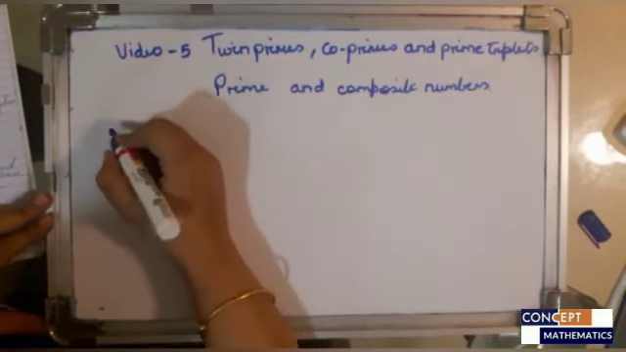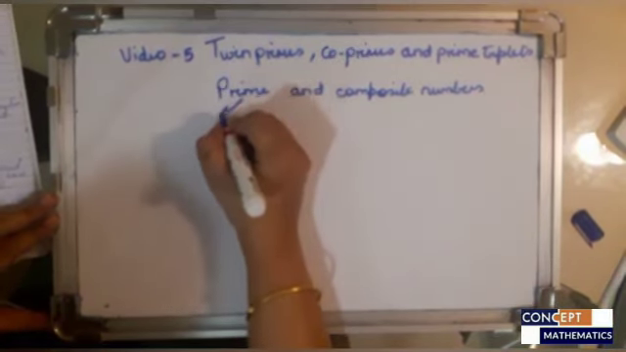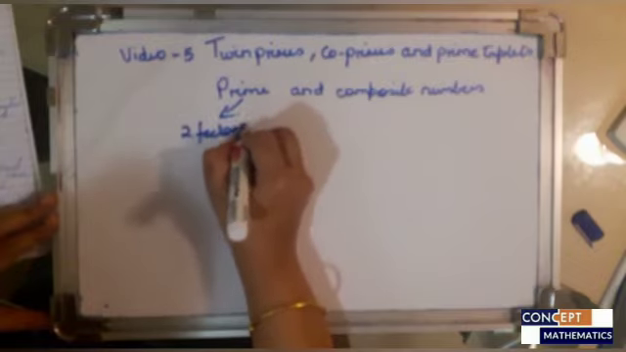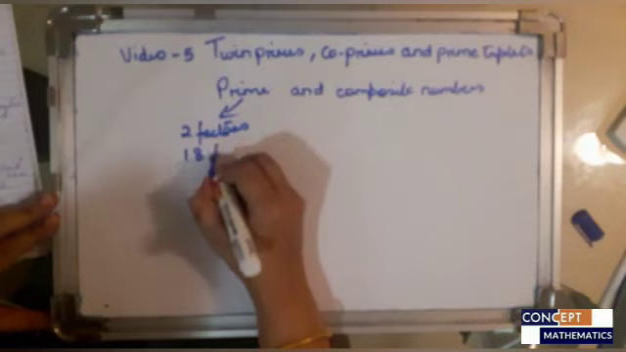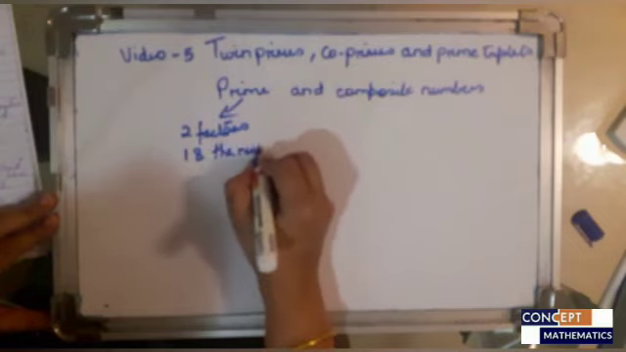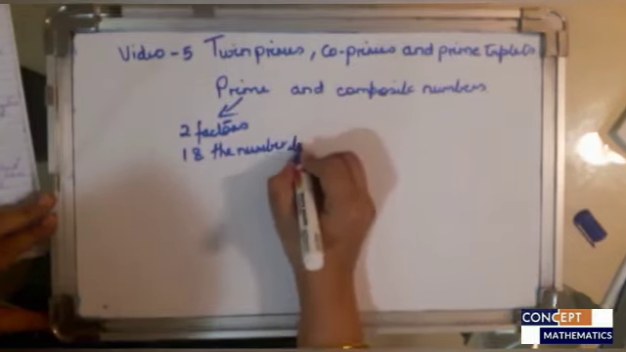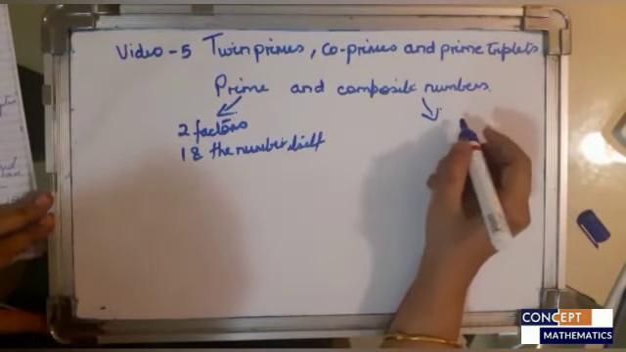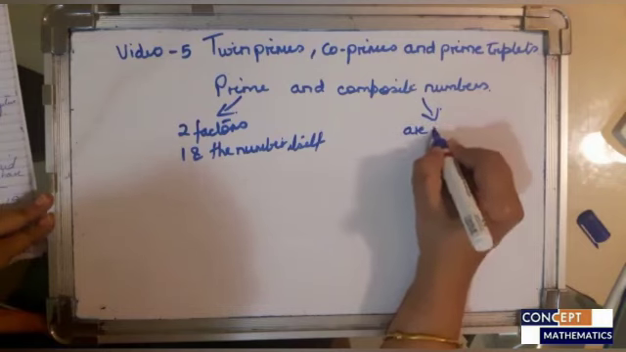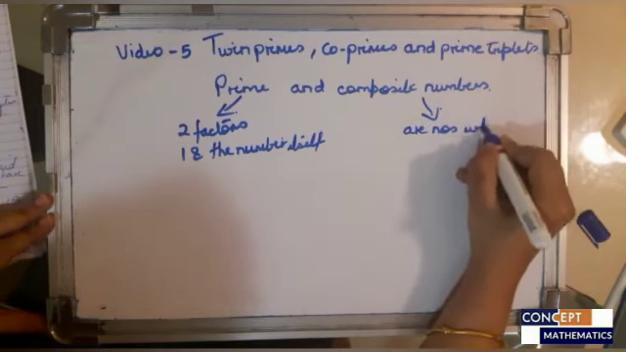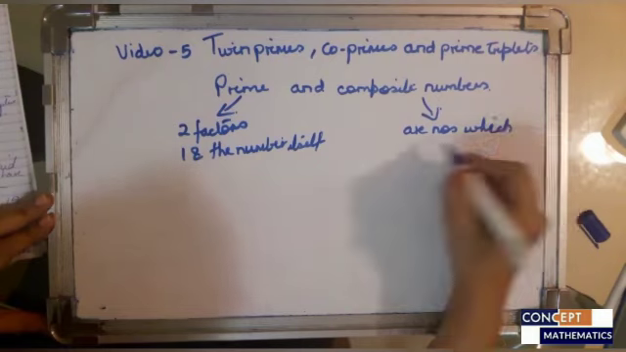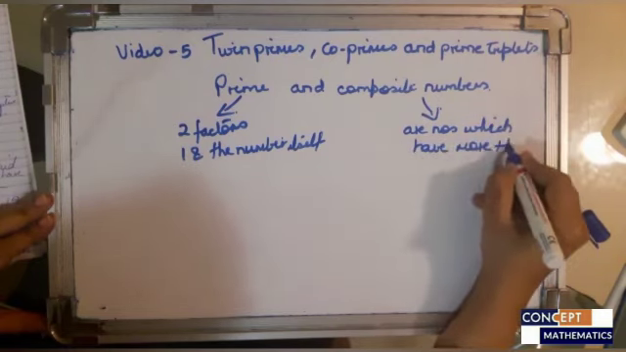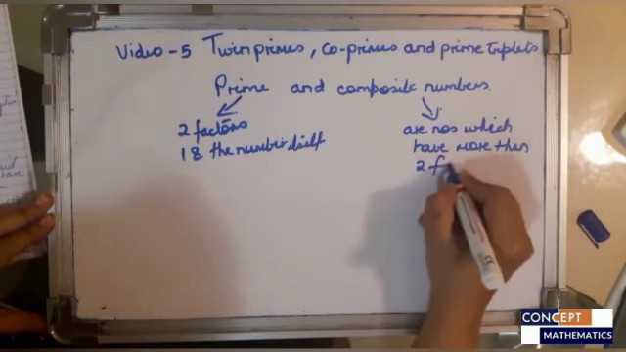Just a quick brush up on what prime and composite numbers are. Prime numbers are numbers which have only two factors, 1 and the number itself. And composite numbers are numbers which have more than two factors.